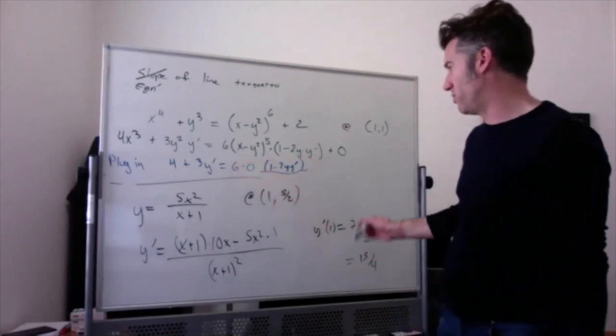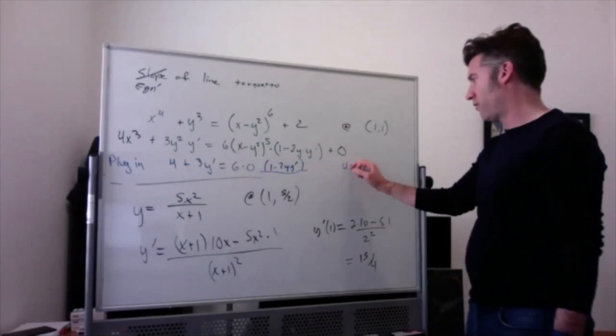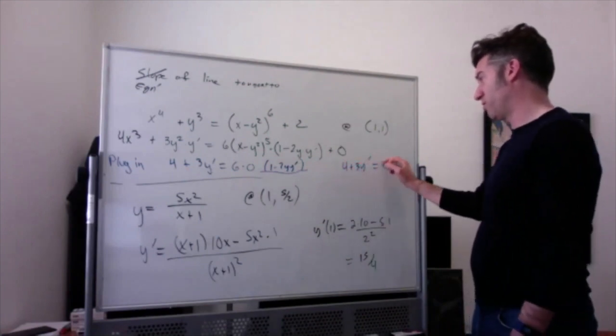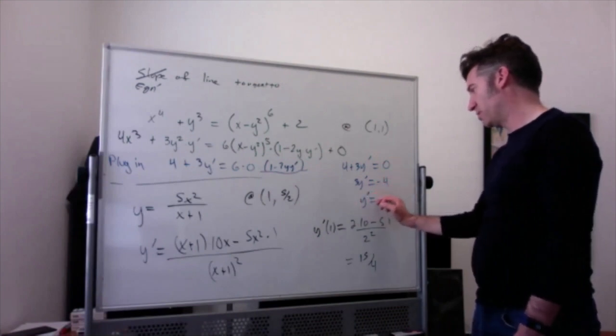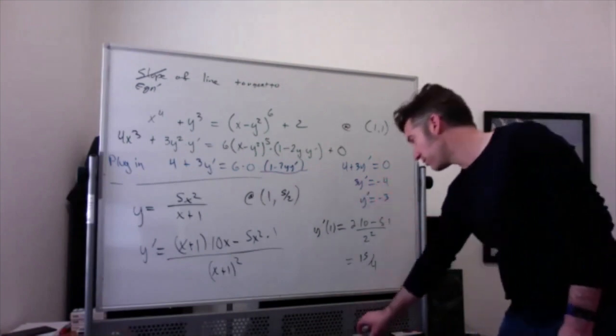So what do we get? Well, we get y prime super easy, right? We get 4 plus 3y prime equals 0. 3y prime equals negative 4. y prime is negative 4/3.